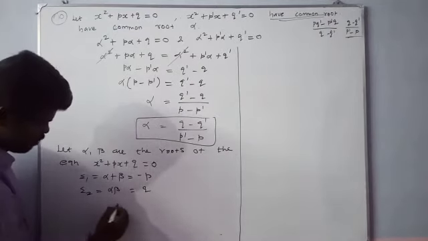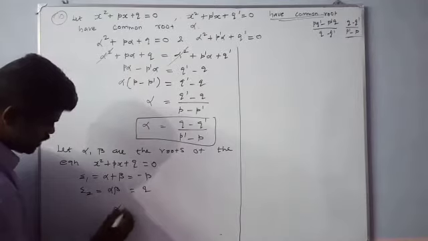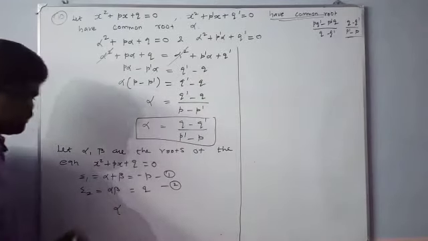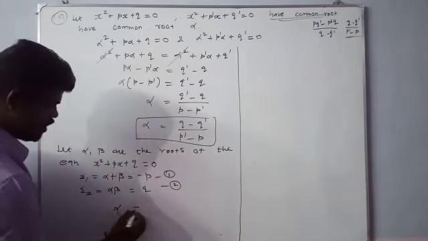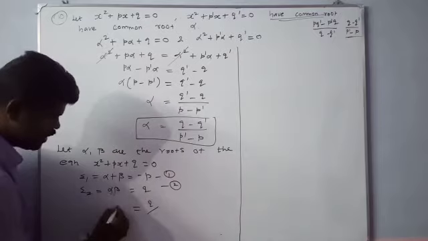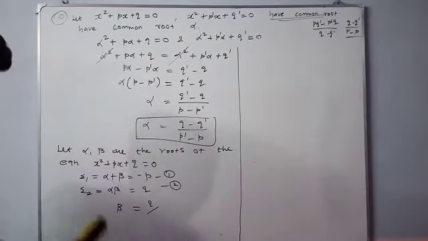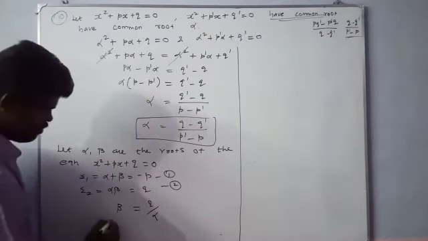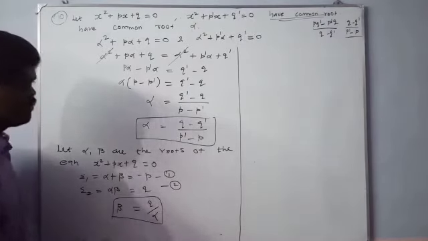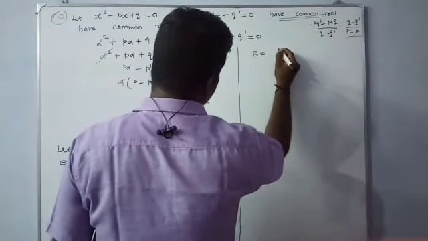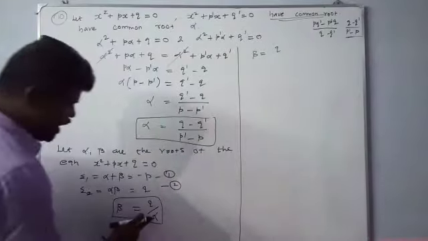Now, alpha equal to, the second equation must be changed as alpha equal to q by beta, or beta equal to, we want to find the beta value. Any one you can change it. Beta is equal to q by alpha. Therefore, beta equal to the value q by alpha.